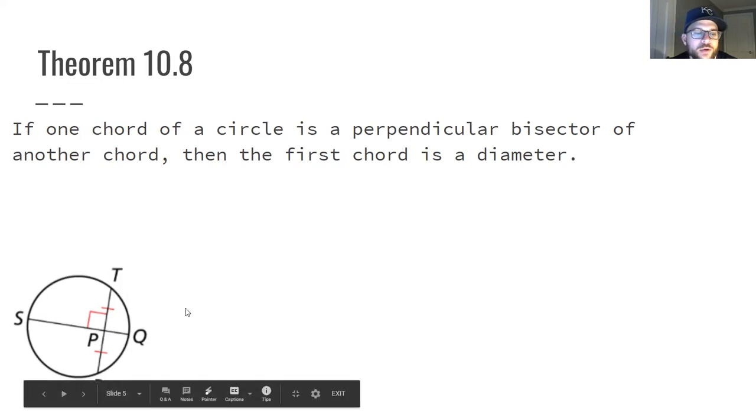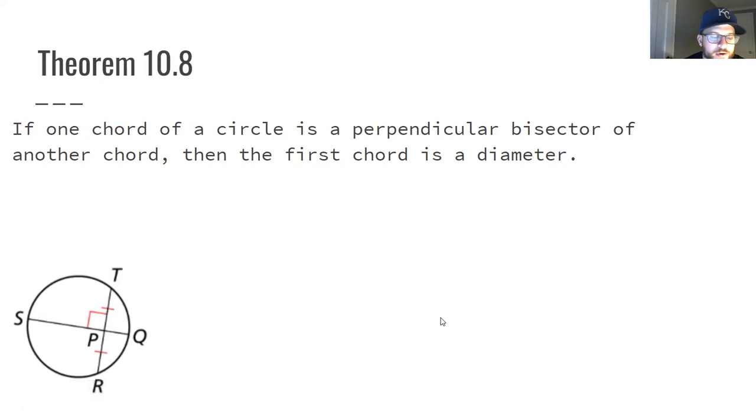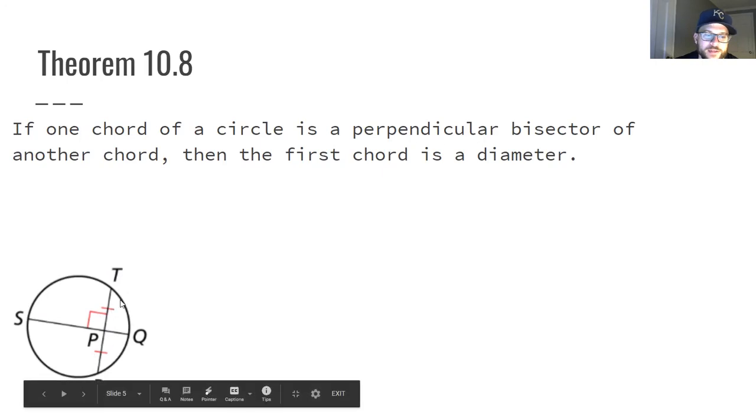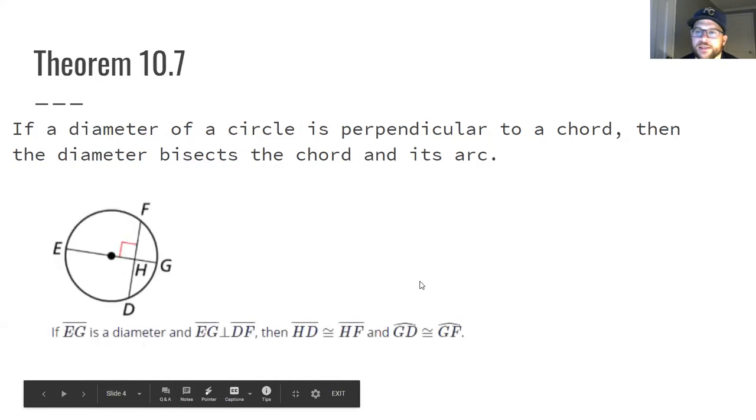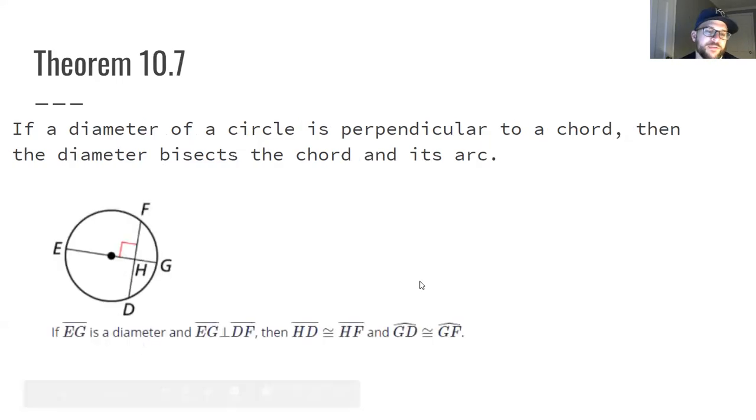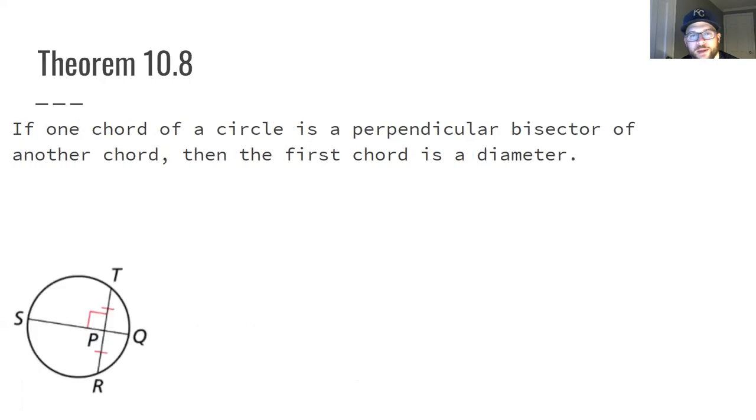Chord SQ and chord TR are intersecting at the point P. If those two chords are perpendicular bisectors, so you've got your perpendicular marking and these two lines of congruency to indicate that they are congruent, then SQ is a diameter. Basically, it's just the converse of Theorem 10.7, which is Theorem 10.8.